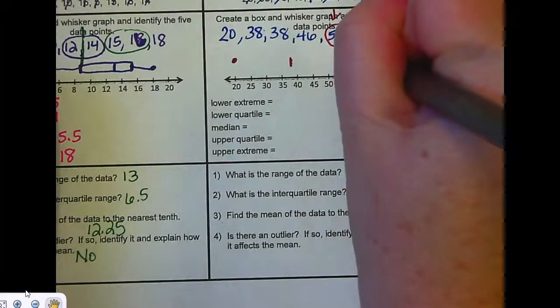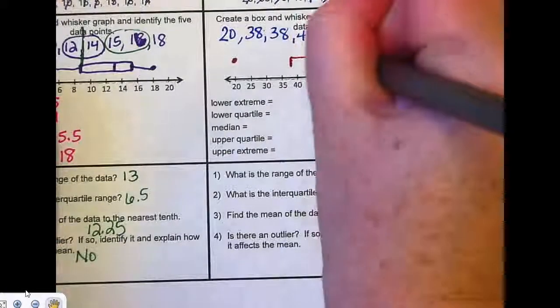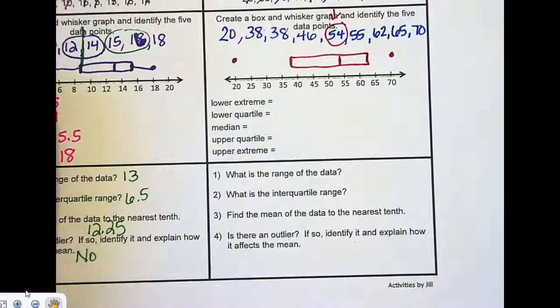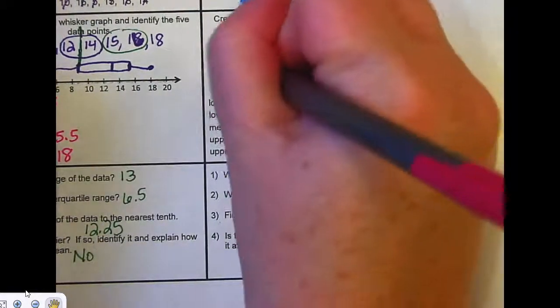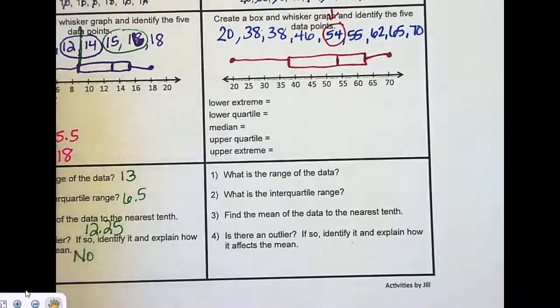So we're going to go over here. And do we have all of our points now to draw our box and whiskers? Yes. And whisker, and whisker. Now we can answer some questions.